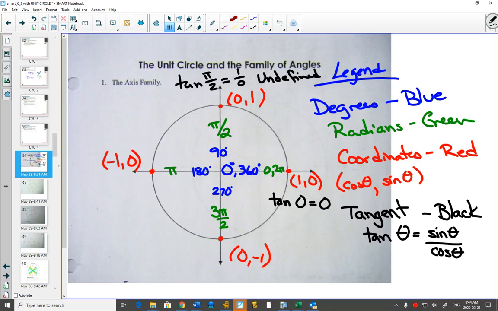But when I go over to pi, well, here it would be 0 divided by negative 1. Going to be 0 again. And when you get to 3 pi over 2, negative 1 divided by 0, you're going to get dividing by 0 again, so you can write that that is also undefined.